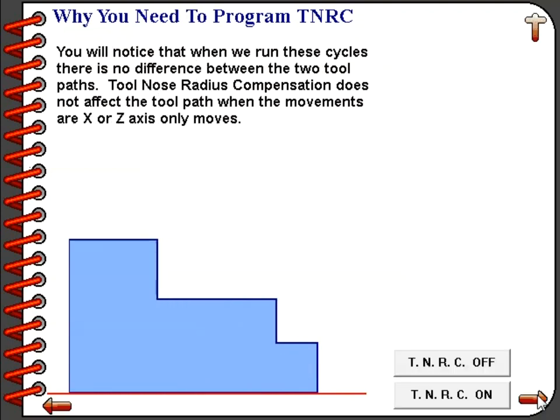Here again, watch two different animations, one with tool nose radius compensation off, and the other with tool nose radius compensation turned on. What you should see is that both tool paths are identical. Tool nose radius compensation does not shift the programmed path when we are machining on a single axis only movement. If you look at this example, we are moving only on the x-axis or the z-axis at any given time.